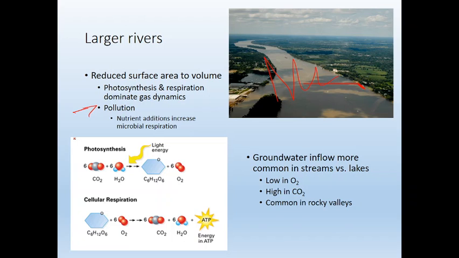Groundwater always is coming into a river, no matter how big it is. What we see is that streams that have a lot of groundwater influx are oftentimes low in oxygen and high in CO2 because that water has not been in contact with light, so there hasn't been photosynthesis going on. Especially in areas that have rocky river valleys, there'll be a lot of groundwater influx that can really change the dynamics of the stream.